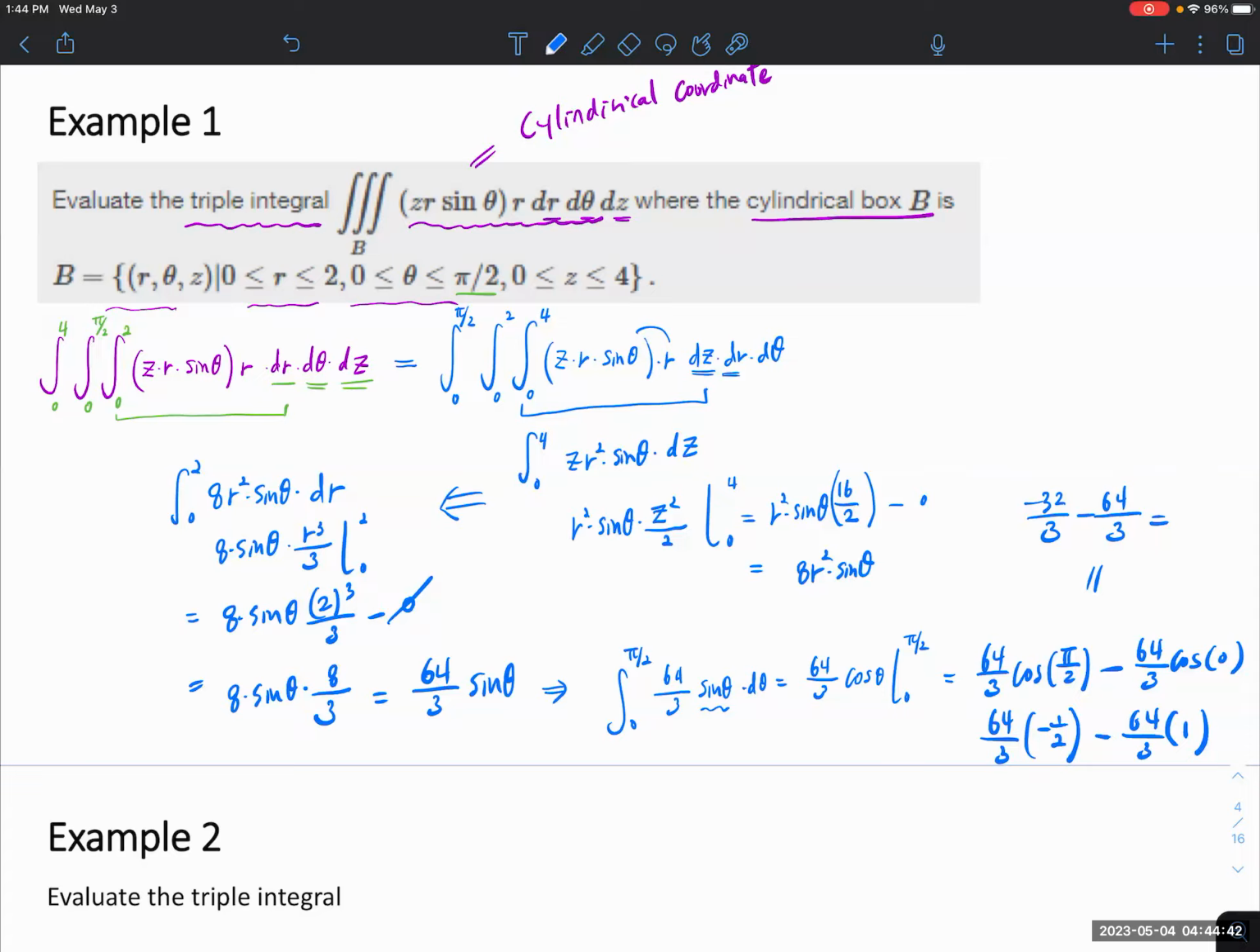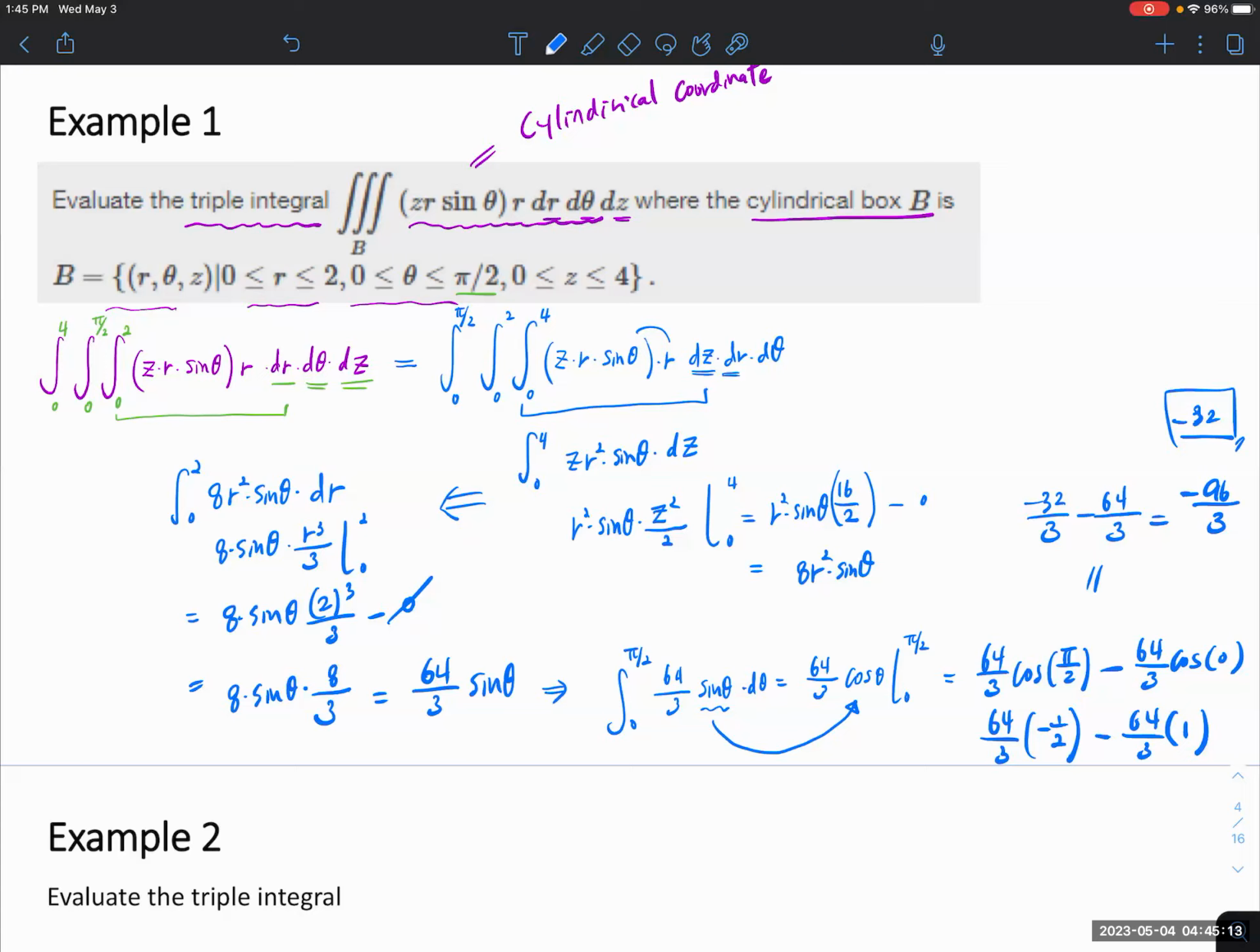I'm going to get negative, what is it, 32 minus the 64? 64, 32, 96 over 3. So negative 32. So my calculation hopefully correct. So let me double check. We had a sine. So let me double check. The integral of the cosine is a sine, is a positive cosine or a negative cosine?